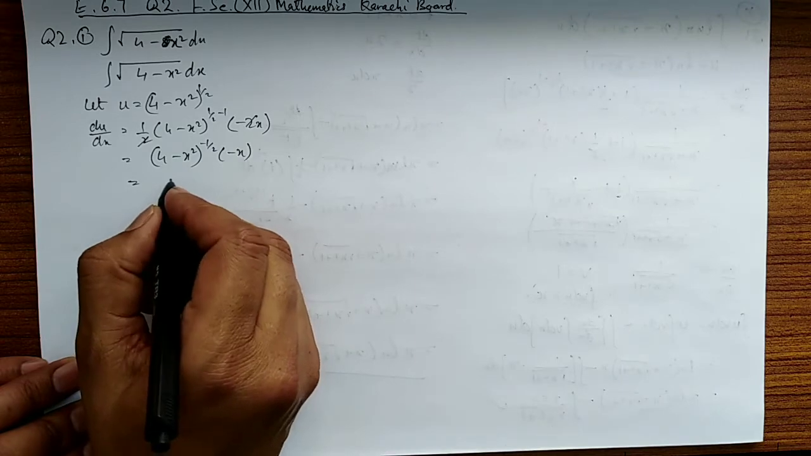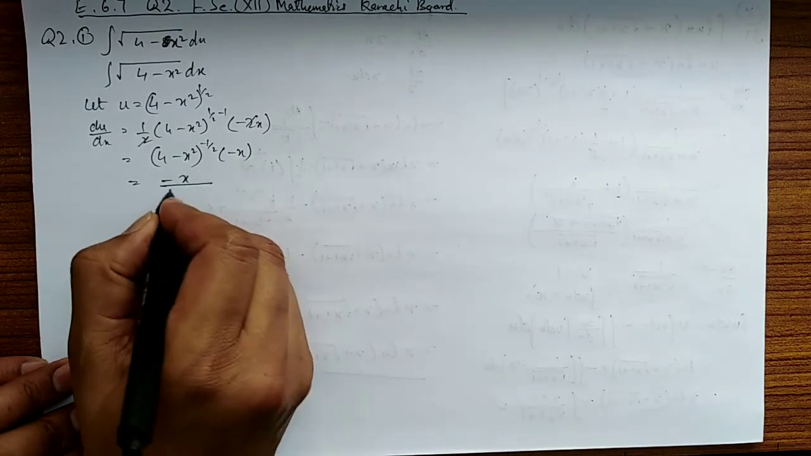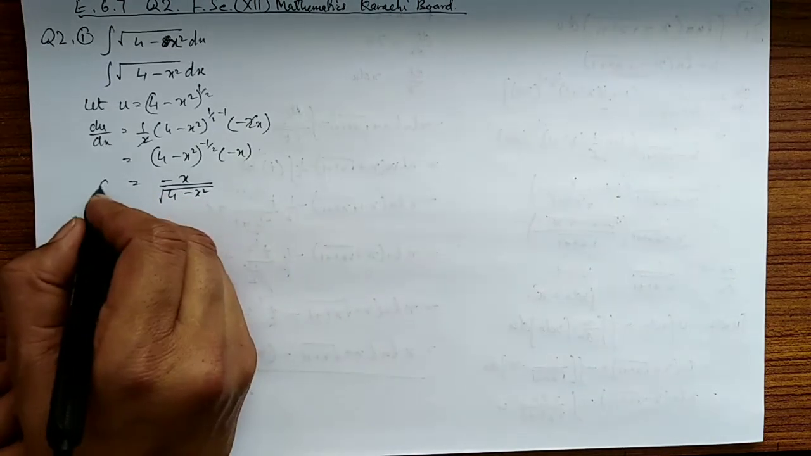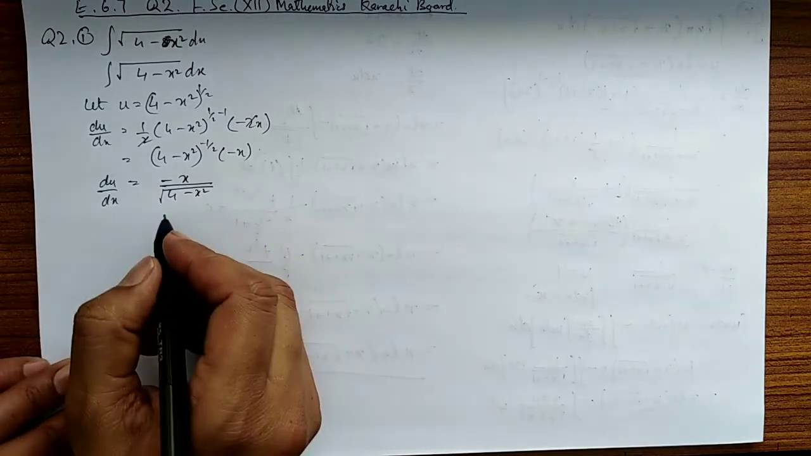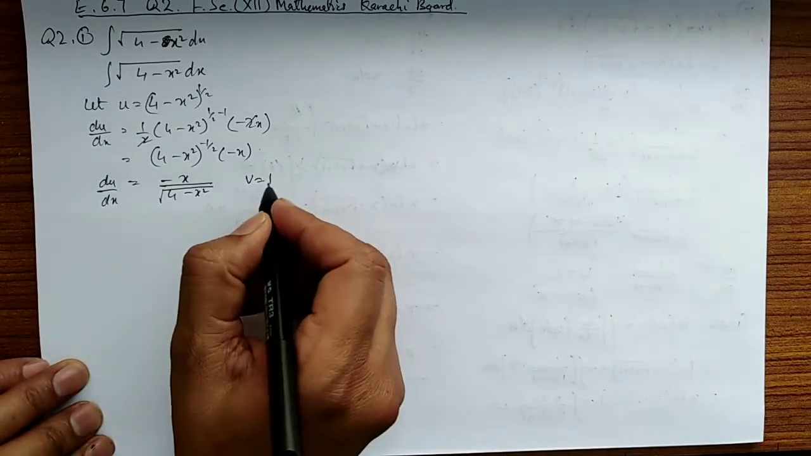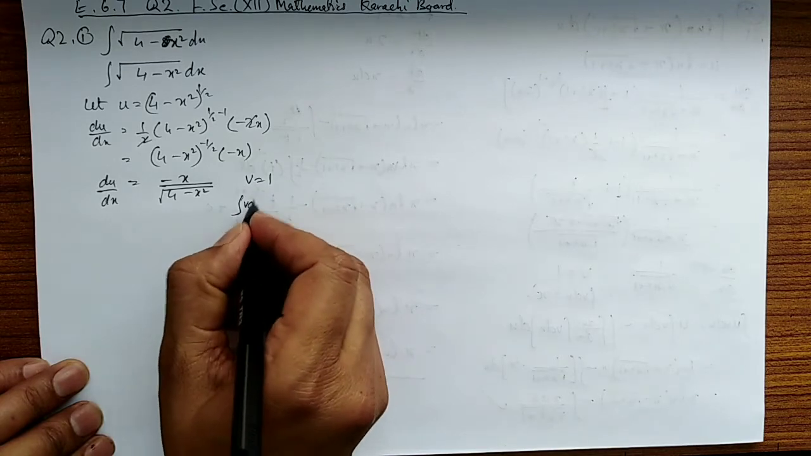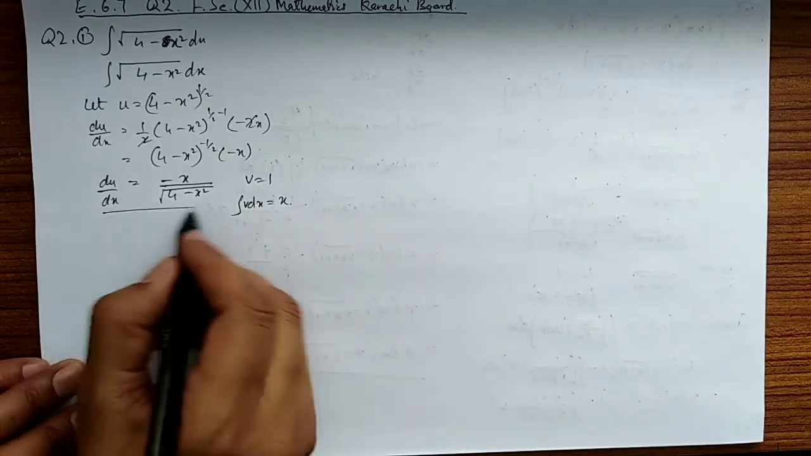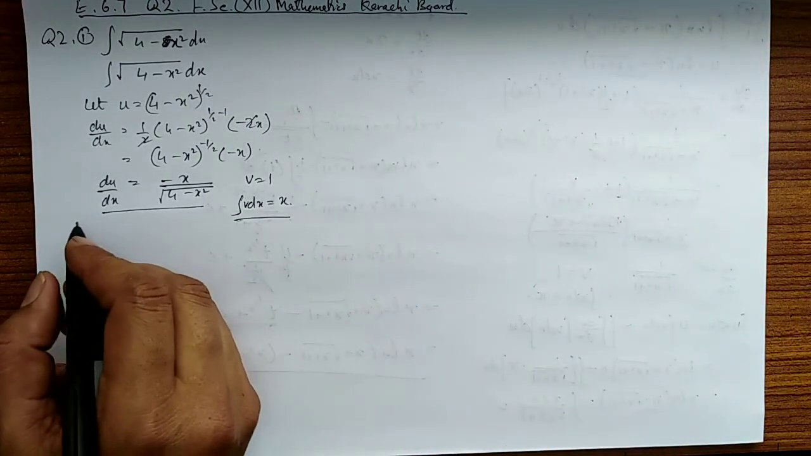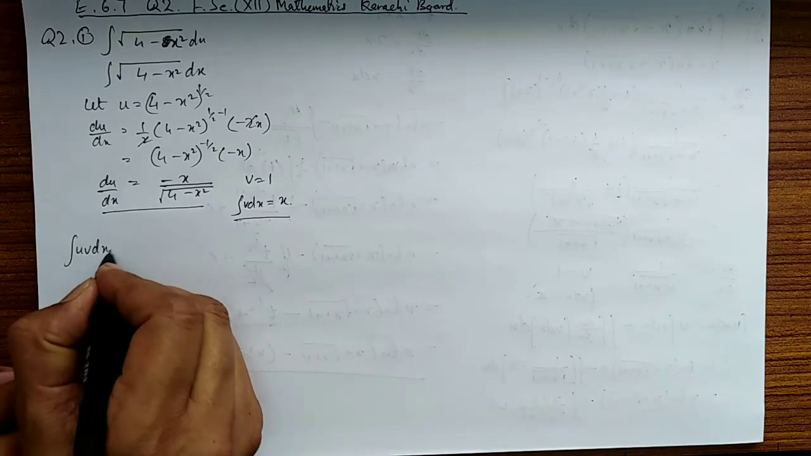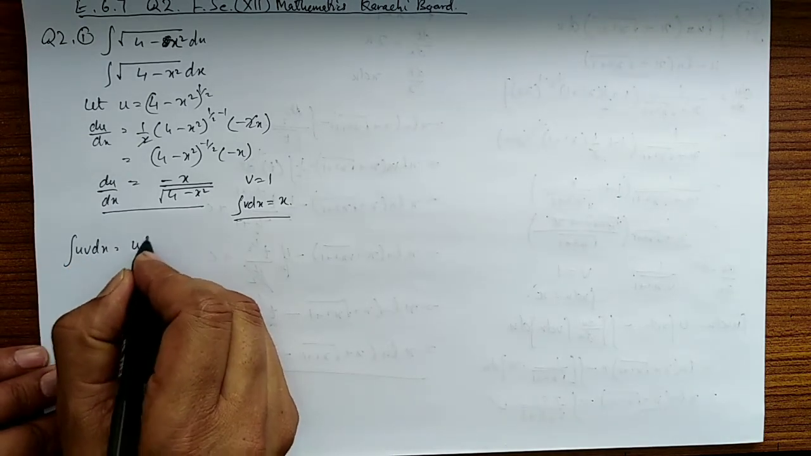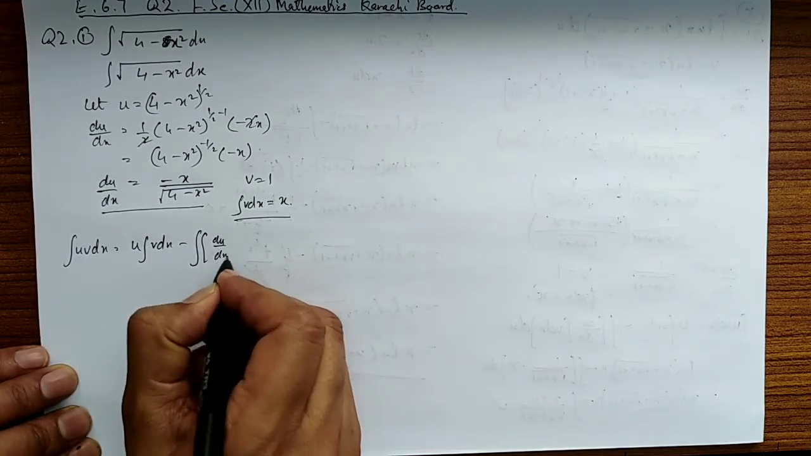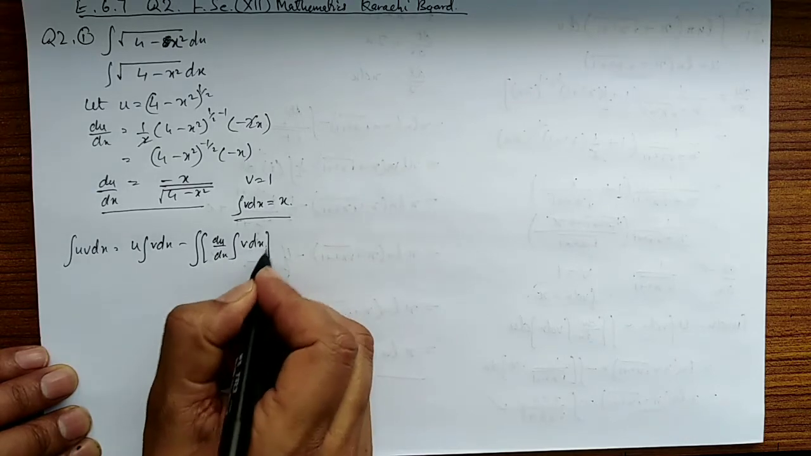Now this can be written as 1 upon root of 4 minus x square, that is du upon dx, and v equals 1. The integral of v dx is x. So by using these two values into the formula of integration by parts, which is u into integral of v dx minus integral of du upon dx into integral of v dx.